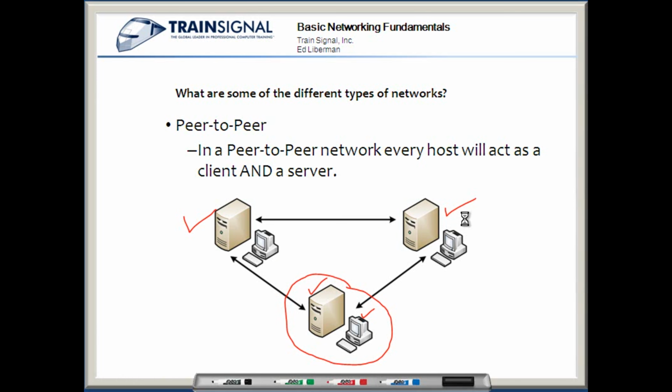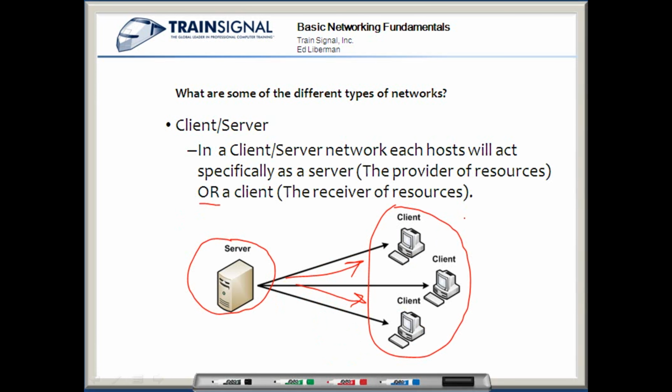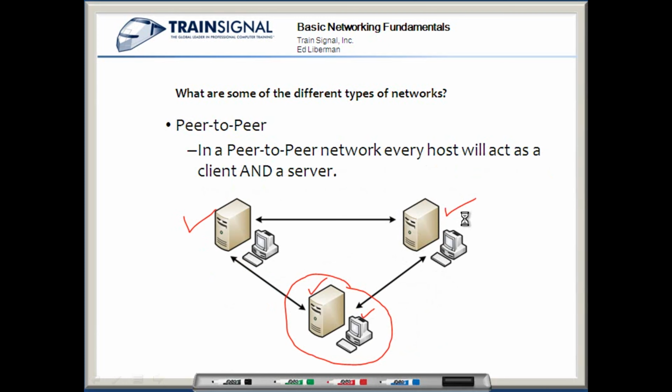Okay, so just to review, in client-server, you have each computer acting as specifically a server or specifically a client. And in a peer-to-peer network, each computer is acting as both a client and a server simultaneously. And again, that's why I emphasize the word or, because now we have the word and. That's the key word to remember to be able to differentiate between the two.